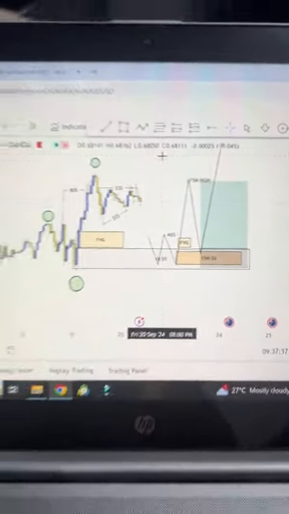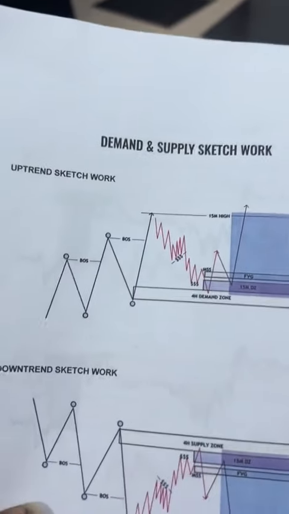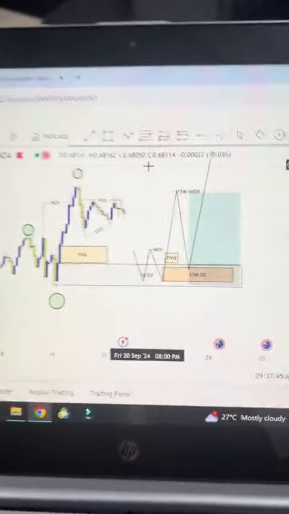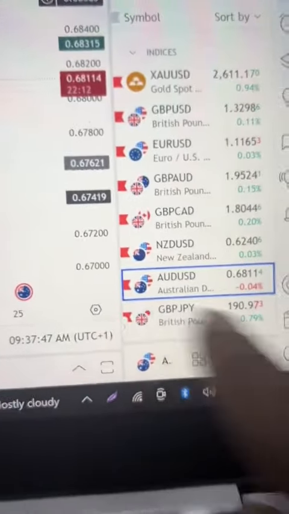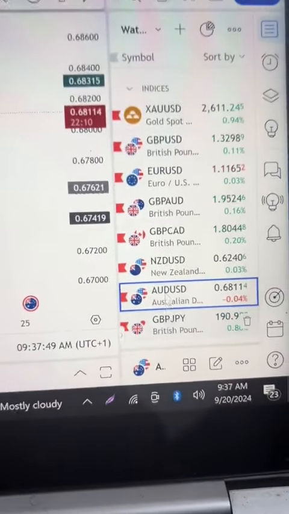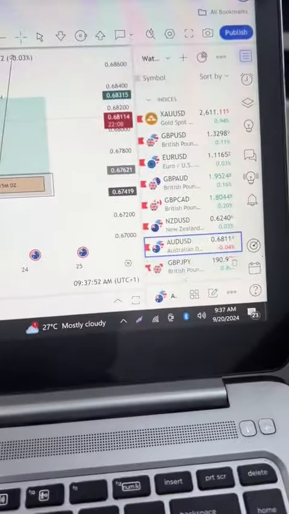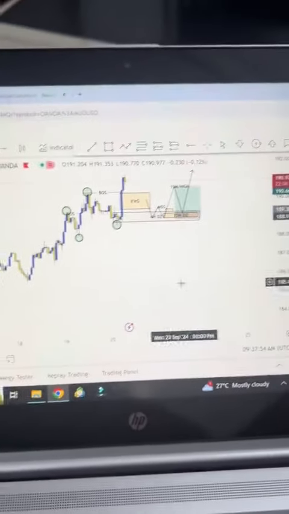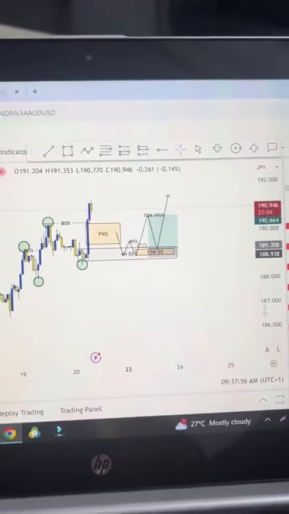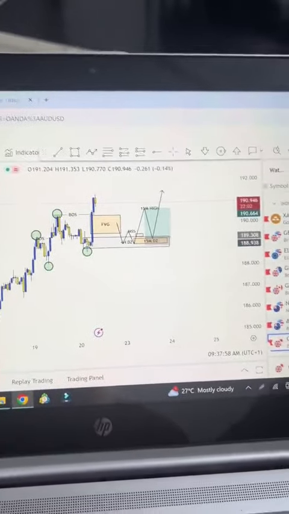Now tell me, my guy, sincerely speaking, is our setup not forming? Look at this setup. Is it not in close resemblance with this? Look at it. This is the same setup we have on GBP. This is AUD USD and this is GBP USD. Let me click on it. This is the same setup. We are waiting for the market to come. You can see, this is how I analyze.